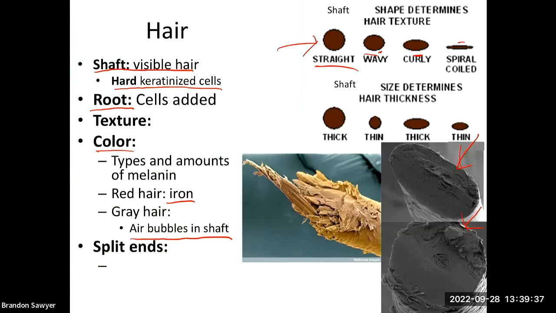So actually, gray hair is just like these little bubbles in the hair instead of having the protein. And so it just looks almost clear, which is kind of what gray is, but not exactly. And then split ends, you can kind of see this right here. It's just this fraying of the keratin fibrils at the end of the hair.